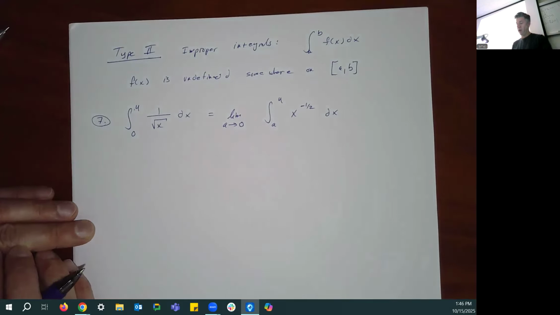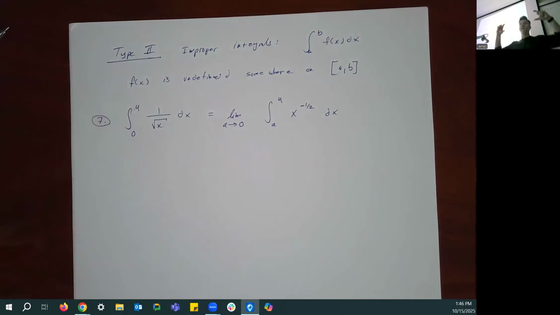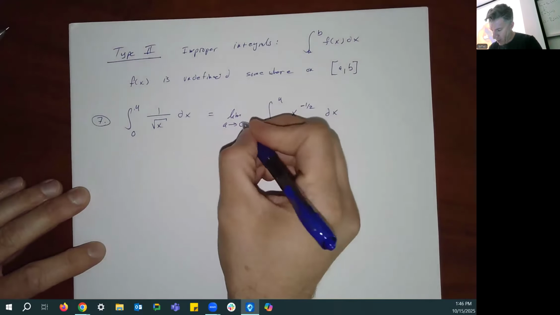I'll say one more thing here. Our interval is between 0 and 4. If we're between 0 and 4, what side of 0 do we have to be on? We're on the right side of 0, right? We're numbers that are bigger than 0 and smaller than 4. So we're approaching 0 from the right.